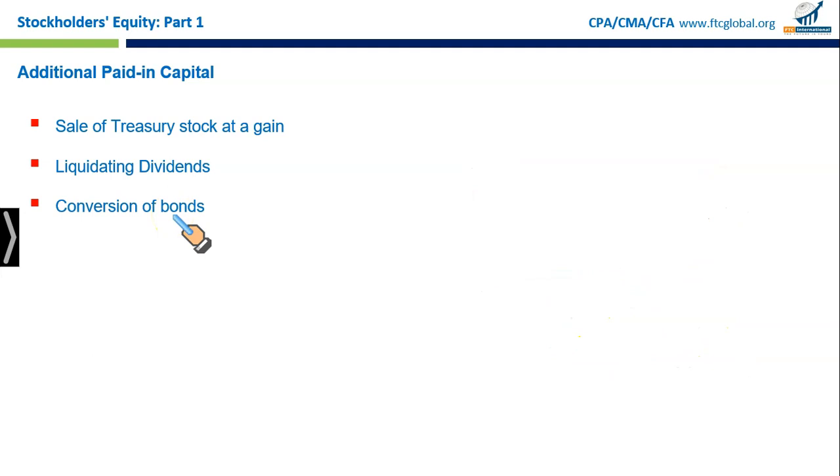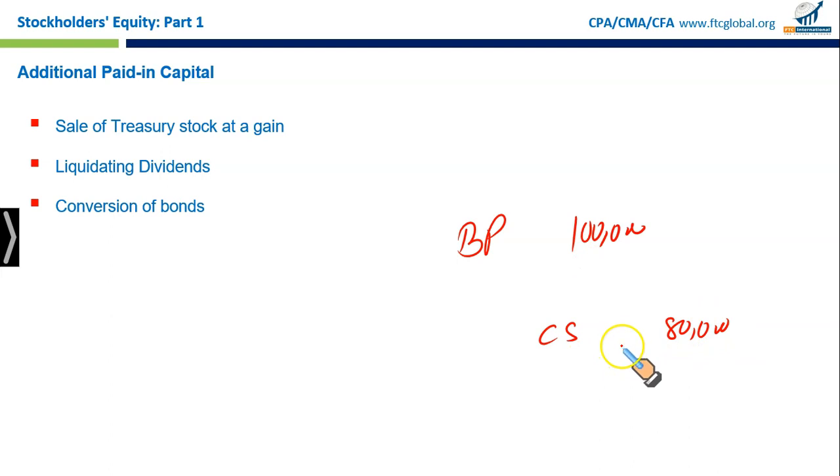When bonds are converted into stock, any amount over the stated value or the par value of the stock is additional paid-in capital. Let's say, take an example, we have converted some bonds with the, let's say, book value, keep it simple, $100,000. So we are going to debit bonds payable with $100,000, and that has resulted in a common stock with a par of 80,000 being given to these bondholders. So this differential 20,000 goes to additional paid-in capital, right?